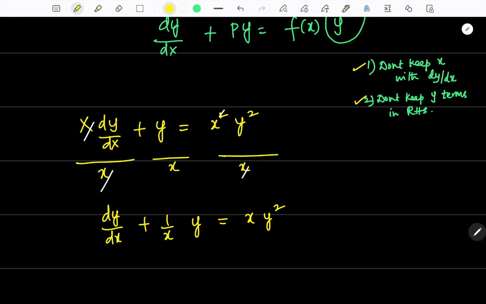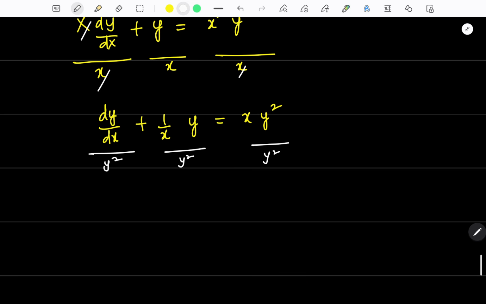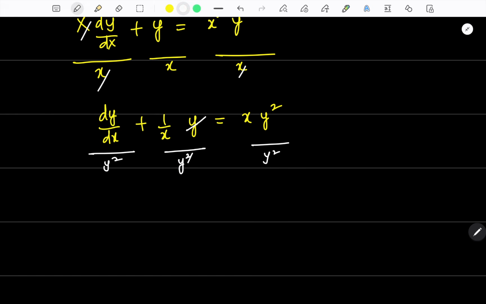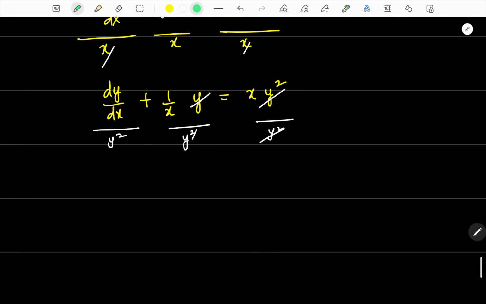What is the second step? I said don't keep y terms in the right hand side. So now you're going to divide by y square on both sides. If you divide by y square, 1 y gets cancelled with this 1 y, and this y square completely gets cancelled. So what is your answer? Which is dy by dx here, and there is 1 by y square.